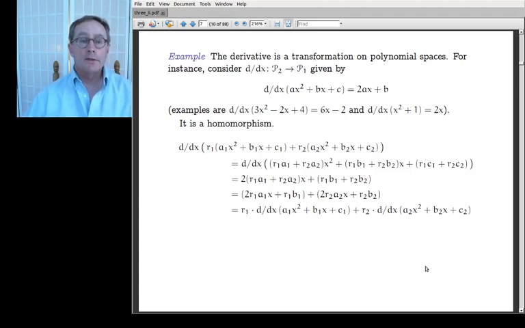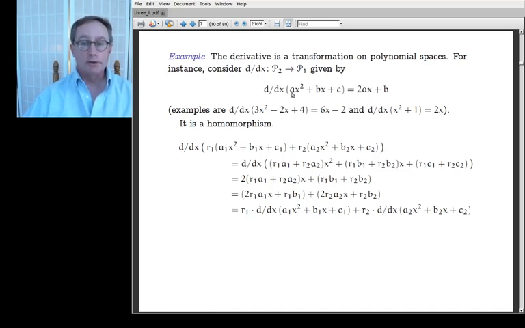Now here's one that I think is new and interesting. The derivative function, the regular derivative function from calculus 1, is a transformation. It's a function on polynomial spaces. It takes one polynomial space and outputs another. So it takes vectors, for example, takes quadratic polynomials and outputs linear polynomials. I'm writing the derivative as d dx. I just don't want to fool around with primes, so I wrote it as d dx.